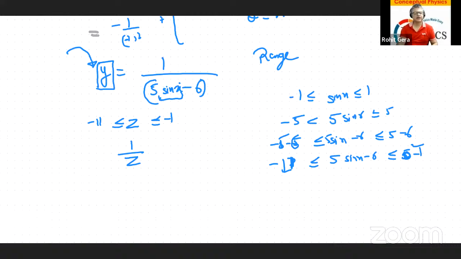We have to invert everything now, right? Yes sir, -1 by 11. So it is reversed. What is the least? So it is between -1 and -1 by 11. Correct.